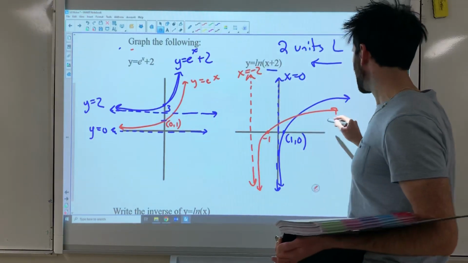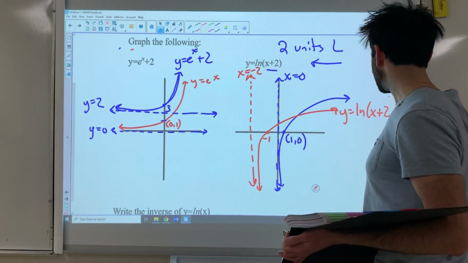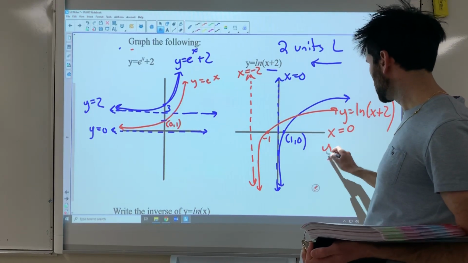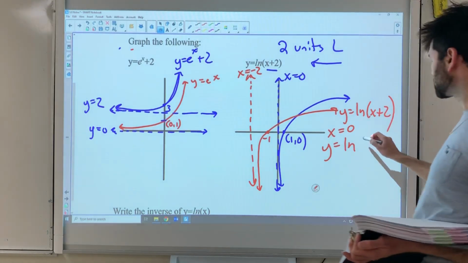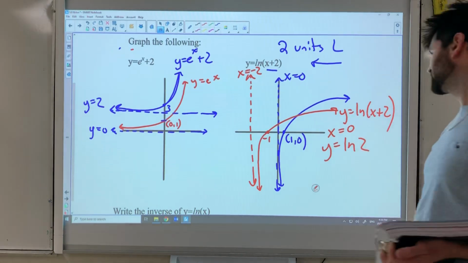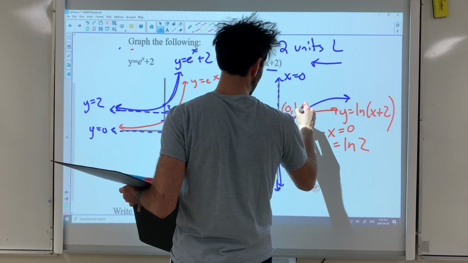Now, some of you guys might be wondering, well, what about the y-intercept? Well, we know the y-intercept is when x equals 0, so if you pop that into your equation, you would get ln of 0 plus 2, which is just ln 2. Now, they would never expect you to calculate that on the exam, but they would expect you maybe to label it as (0, ln 2).